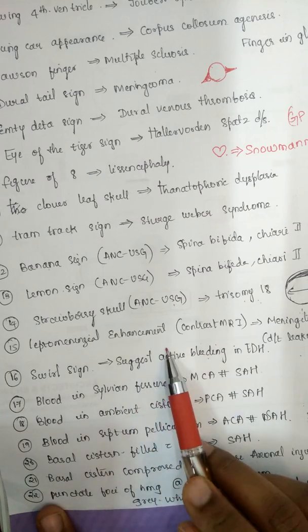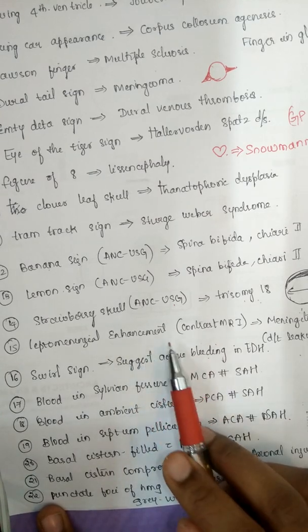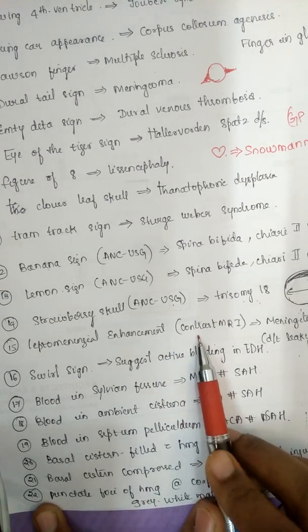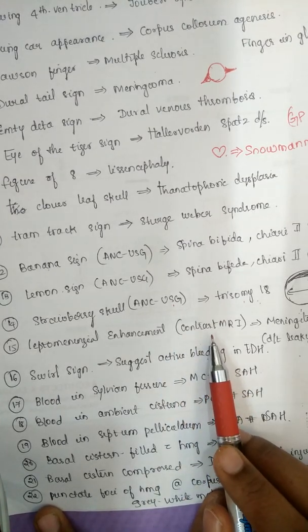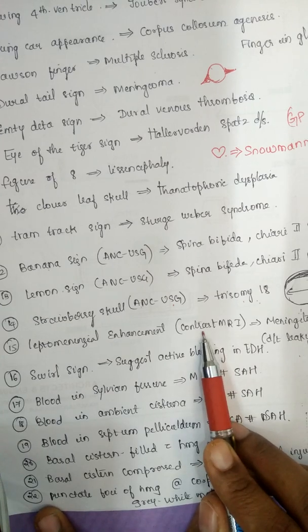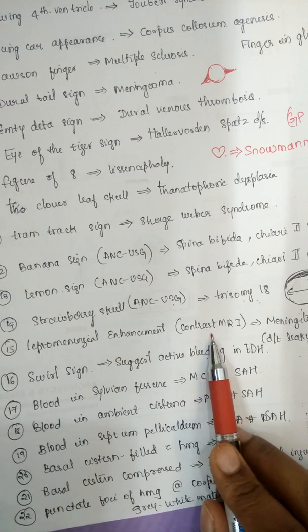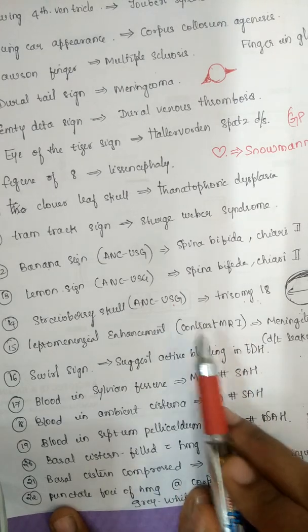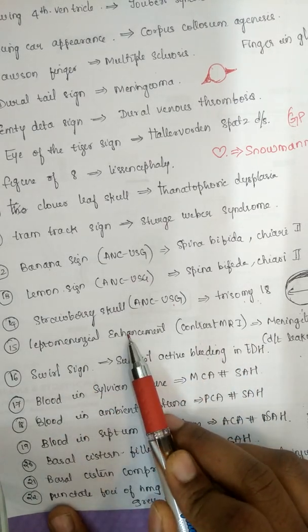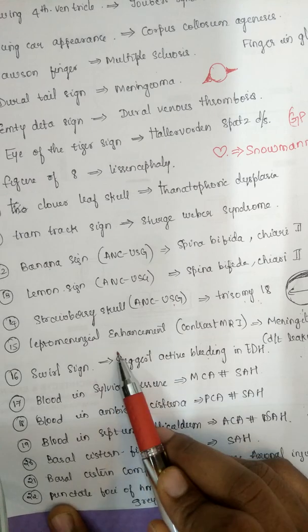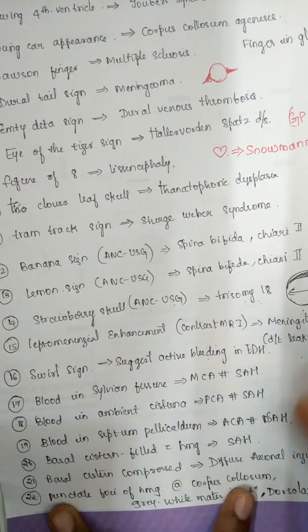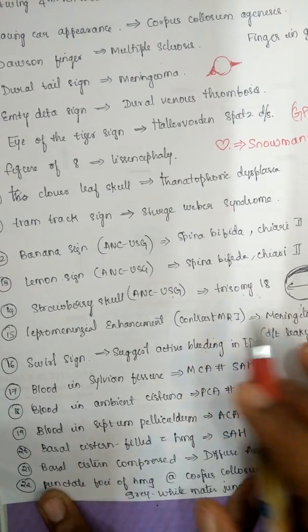Next is leptomeningeal enhancement. Leptomeningeal enhancement is seen on contrast MRI studies. Usually the contrast will not cross the blood-brain barrier. But when there is meningitis, the blood-brain barrier becomes leaky, and this leads to enhancement of the leptomeninges. So if there is leptomeningeal enhancement, we should infer that the meninges are leaky, that is, meningitis has occurred. So this is about that.